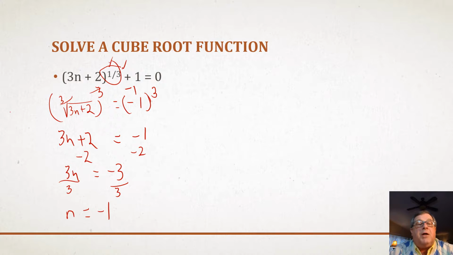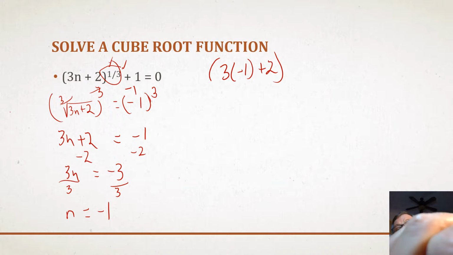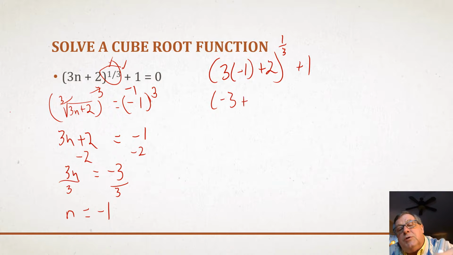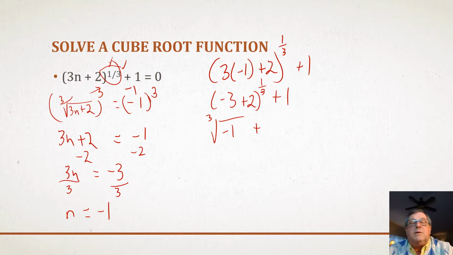All right, but do I want to check my work? Yeah, I think I do. Well, let's think about this. If I substitute in -1 for n, we're going to take the cube root of that. Well, 3 times -1 is -3 plus 2. We still got to take the cube root of that plus 1. So I'm going to write it like this, the cube root of -1, plus 1.